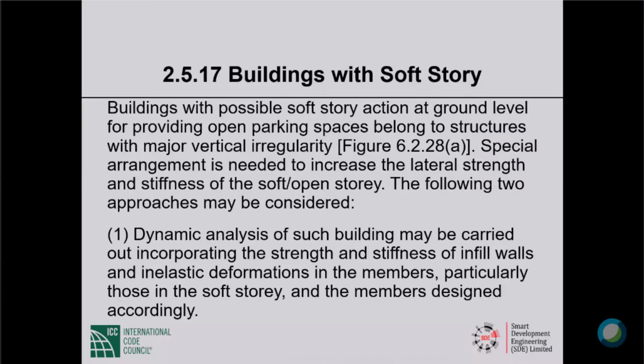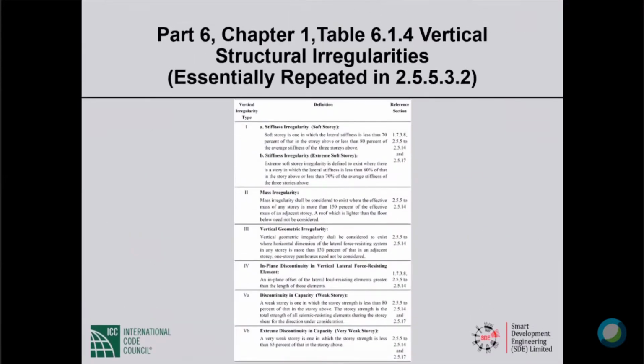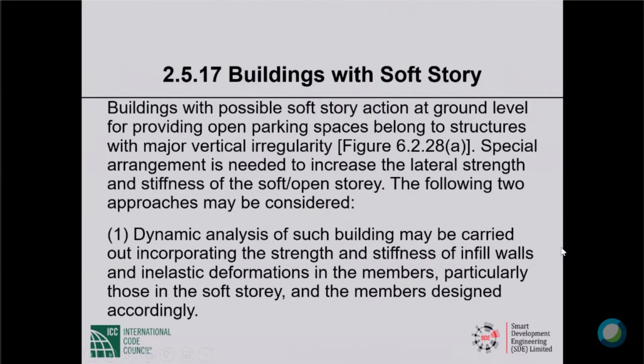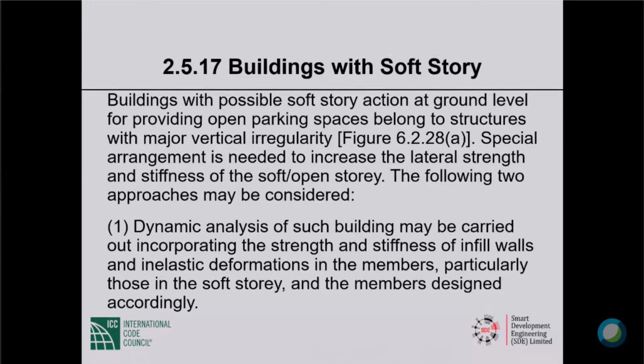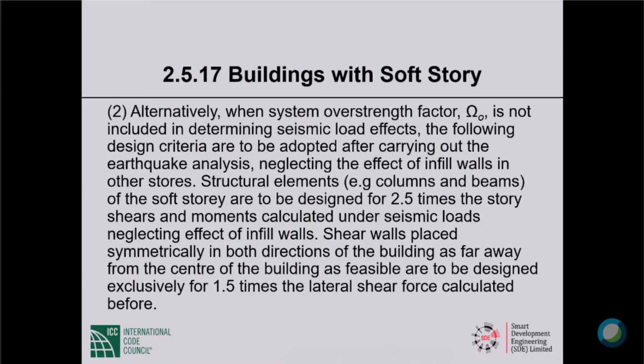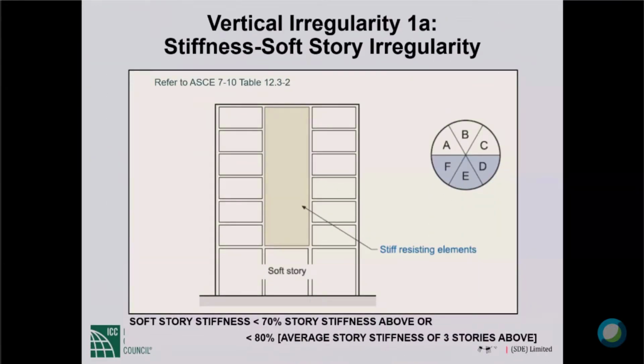Anyway, you can read that. So this is a specific section in BNBC 2020 that is invoked when you have type 1A or type 1B vertical irregularity. Okay, this section 2517. So I did want to point that out. The only reason I hesitate to go into this is it is not that straightforward, and I am not sure how easily doable the suggestions are.